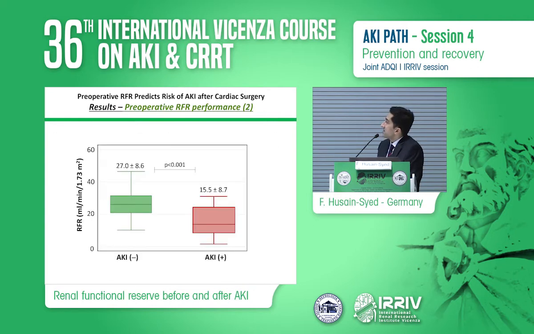And when we looked at the preoperative renal function reserve, it was significantly lower in those patients who subsequently developed AKI after the cardiac surgery compared to those who did not. So 15 ml compared to 27 ml. So remember, those are old patients who had a normal baseline GFR. The baseline GFR was about 80 ml, so totally normal.